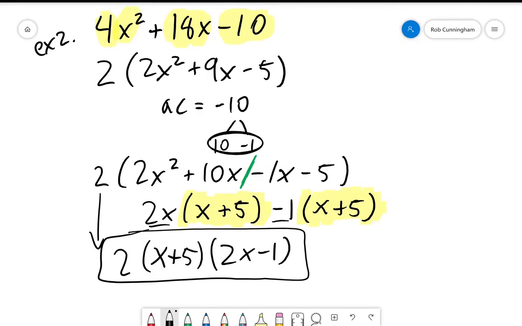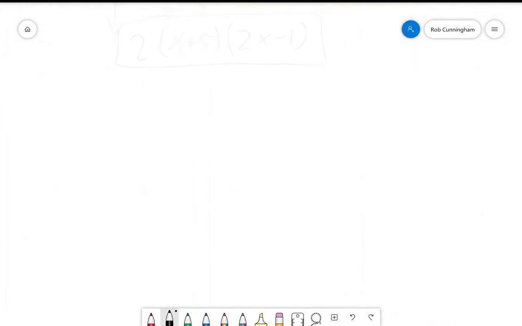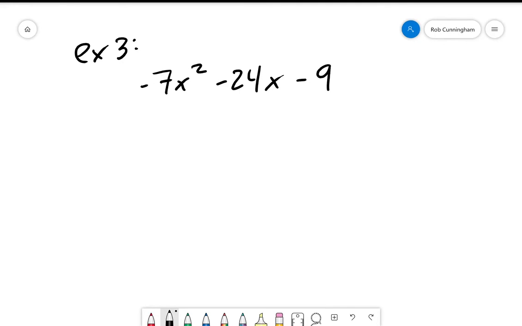All right, I got 2 more examples here. So, example 3 is going to be negative 7x squared minus 24x minus 9. Okay, so step 1. Is there anything that I can factor out of all of that? Technically, I suppose I could take a negative 1 out, and I think I'm going to go ahead and do that. I prefer dealing with positive numbers rather than negative numbers wherever possible.